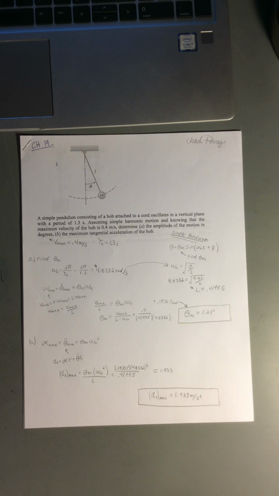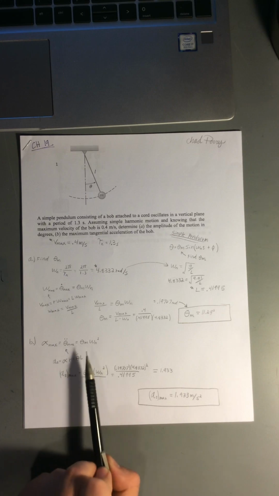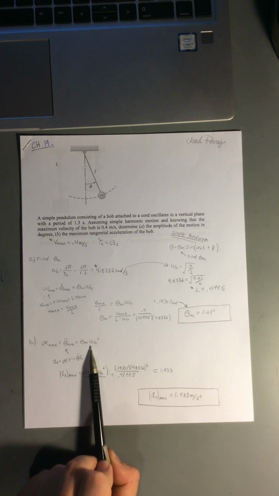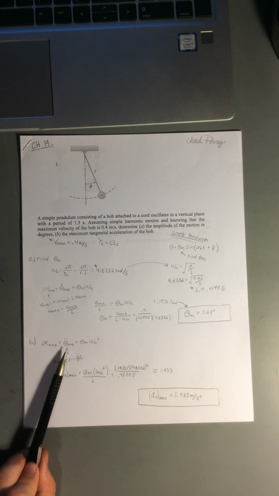Part B wanted us to find the maximum tangential acceleration of the bob. And so to solve for that, we go back again to one of the equations that was given to us in the lectures. At the same time as this, we were also given this equation for our acceleration, theta double dot max. And so looking at this, we just solved for this in part A, and we have this from part A as well. But we don't want our angular acceleration, we want the tangential acceleration.